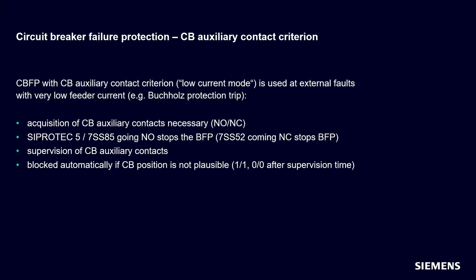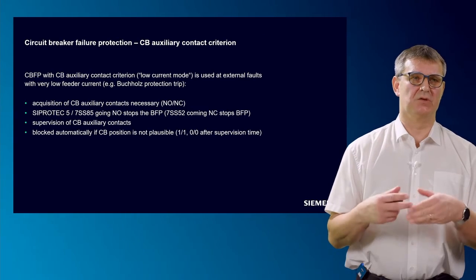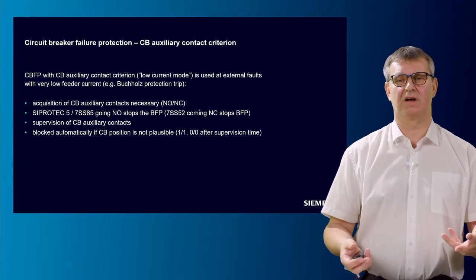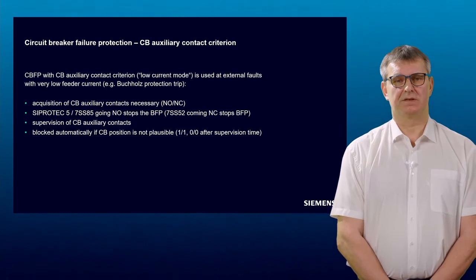This is very important, as circuit breaker failure protection can trip a whole busbar because of wrong signals. We should every time use both the normally open and the normally closed contact to have the advantage of the supervision of the circuit breaker auxiliary contacts. And this will block the CB position automatically if it's not possible, if we are after the supervision time in the running state, or if we are in the disturbed state, if we have 0, 0.